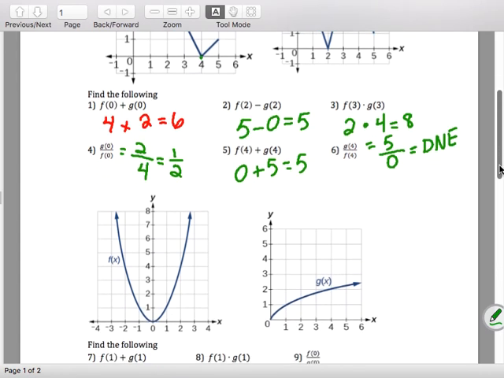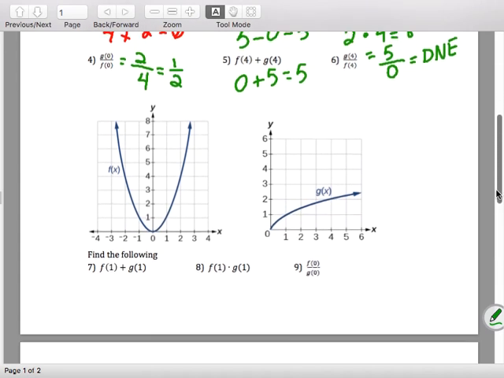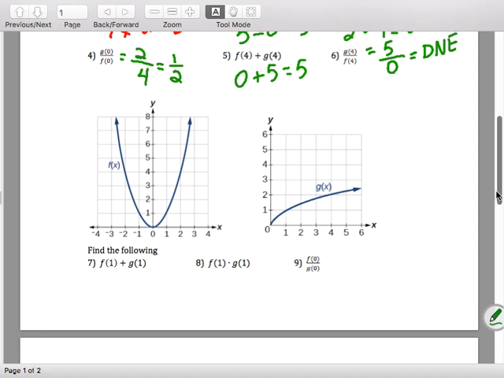All right, down in the bottom, I changed the graph, so I gave you an f and a g. F of 1 is 1. G of 1 is 1. So number 7 is 2. F of 1 again is 1. G of 1 is 1. 1 times 1 is 1.